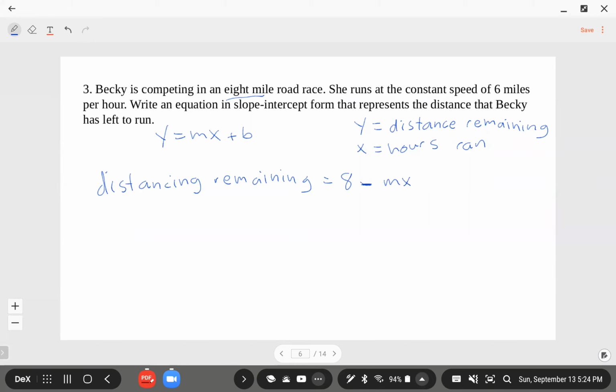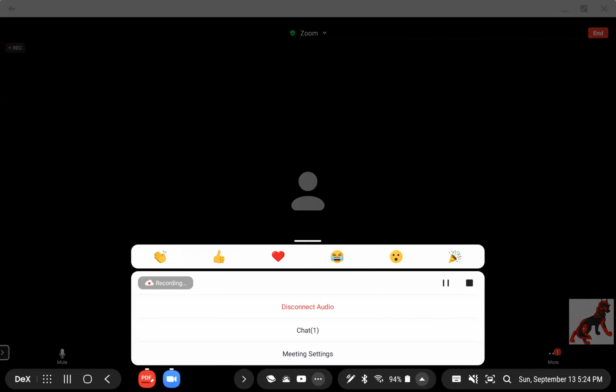Now what is m? X can represent the hours ran. It could be 1.5, it could be 3. But it's meaningless if we don't know how many miles can be run in 1 hour. And this problem tells you 6 miles per hour. So we just write 6 here, and we're done. Y equals 8 minus 6x. But remember, be sure to rearrange it. Y equals negative 6x plus 8. So that is how you get the answer. Very close, Jocelyn. Very good effort. Good job.